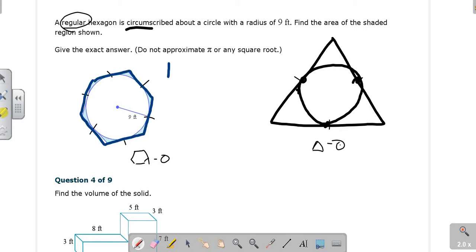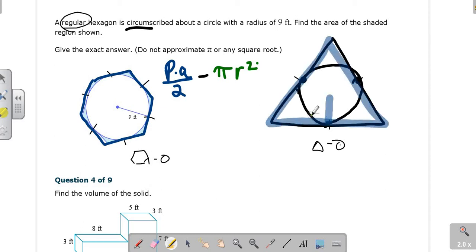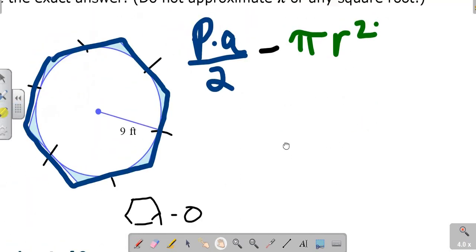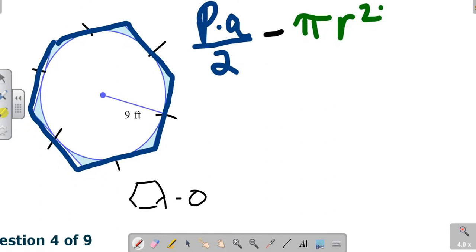for both of these, perimeter times apothem over 2 minus pi r squared. So, in the equilateral triangle, it would be perimeter times apothem over 2 as well. This perimeter times the apothem over 2 minus pi r squared for the circle. Let's focus on this particular example. So we already have the radius of the circle. That's going to be 9. So this is 81 pi, and we're done there.